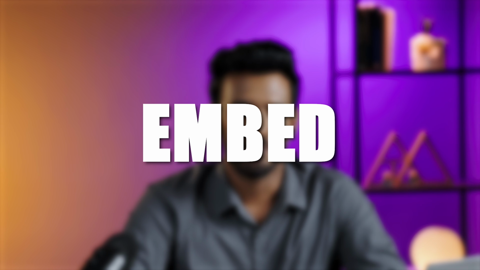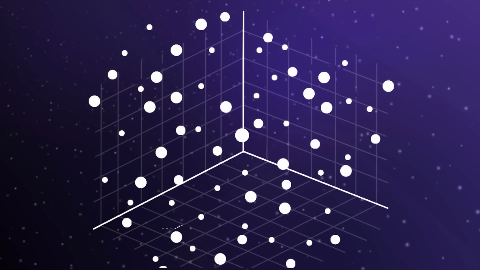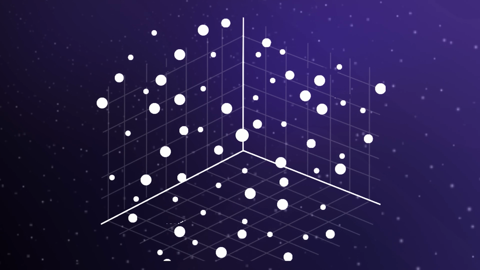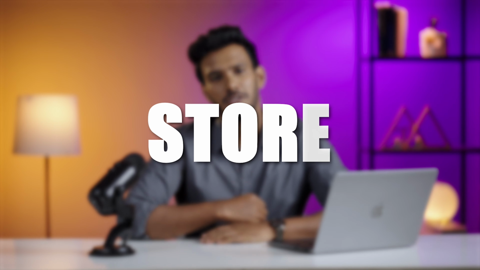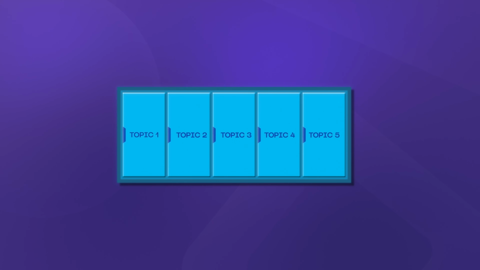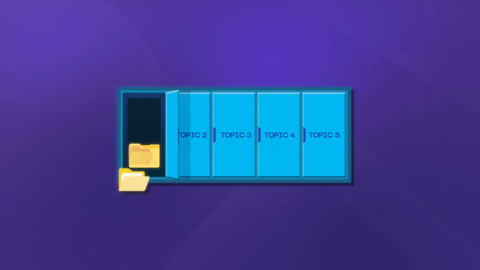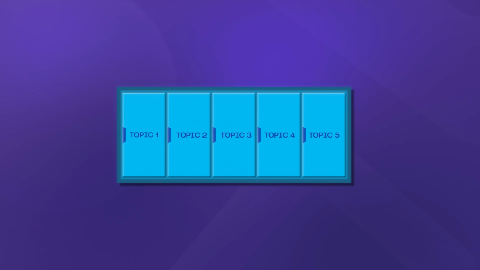Step 3, embed. Now comes the cool tech part. Each chunk is turned into a special mathematical format called a vector. This helps the system understand the meaning of the text, so it doesn't just look for exact words, but the actual idea behind them. Step 4, store. All these vectors are saved in something called a vector database. This is like a smart filing cabinet where everything is arranged so RAG can quickly find the most relevant info later. So now the data is ready.